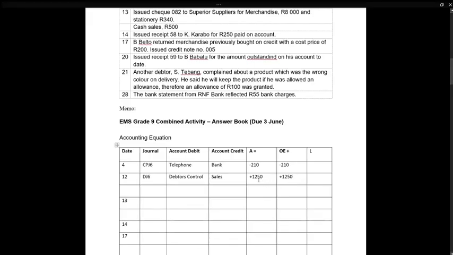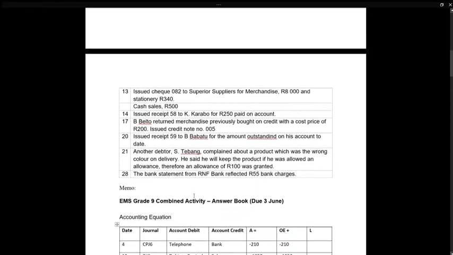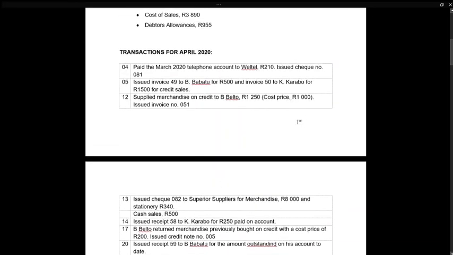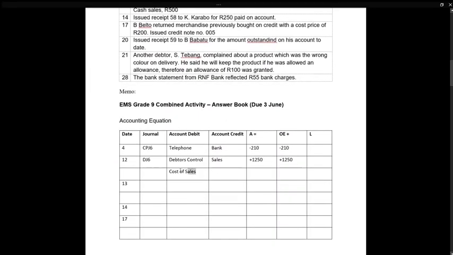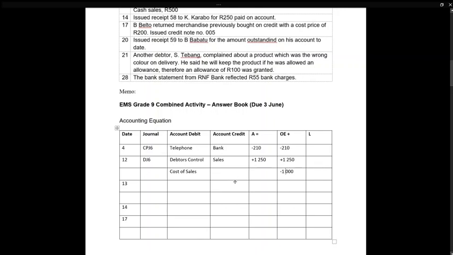1250. Okay, let's test it. Plus 1,250 will equal plus 1,250 plus 0. Therefore we've done this one correctly. Right, now second part of this transaction, to have sales we will have cost of sales as well. Cost of sales. Let's just quickly go back to the 12 so I can show you how I got. Oh, they gave it to me. No calculations necessary. Cost of sales will equal R1,000. Cost of sales is an expense account. Remember what I told you about expenses will always have a negative influence on owner's equity. Always. Okay.